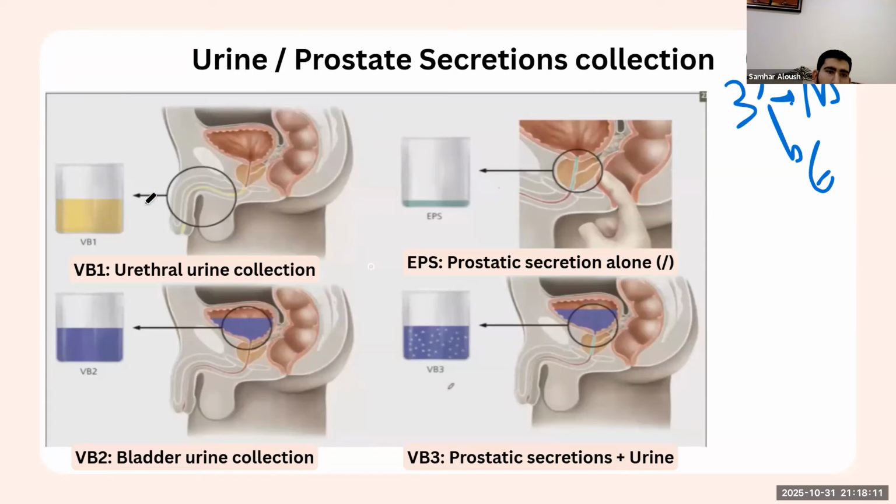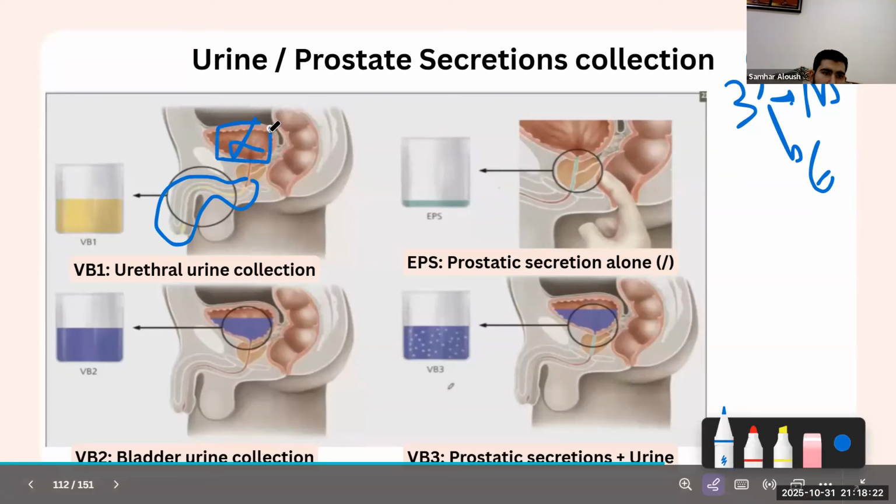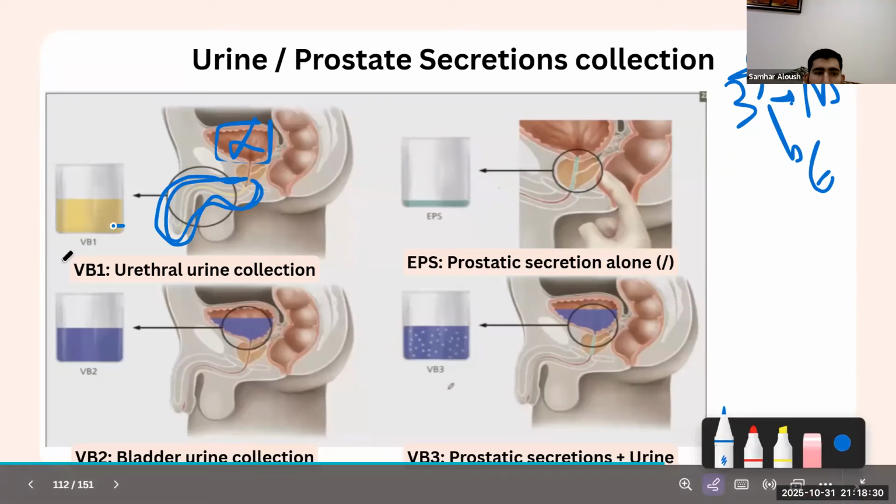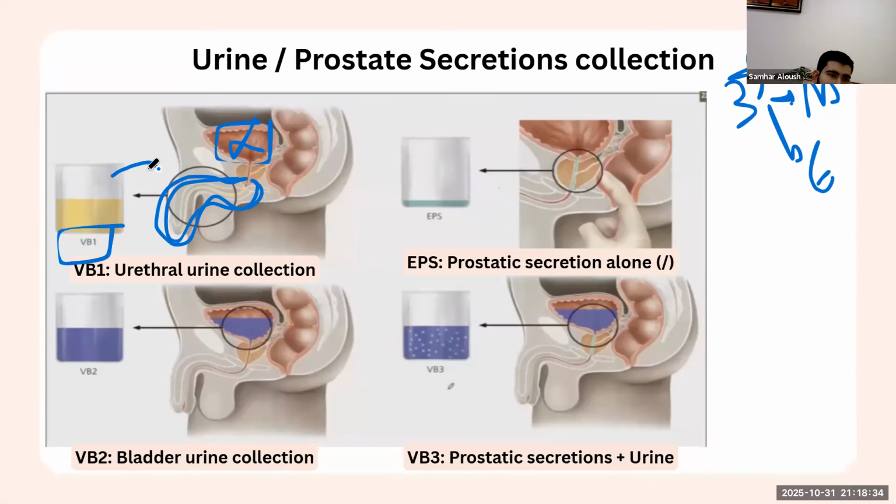In the initial, we will only secrete the urine that is in the penis or in the urethra itself, meaning there is nothing from the bladder. If someone has an infection in the bladder, you can't collect urine from the initial one only, because this will show the collection in the urethra only. So we call it VB1. VB1 is only for the urethra.